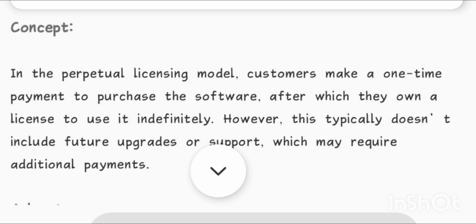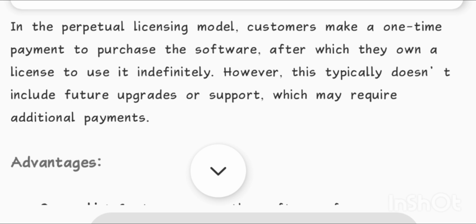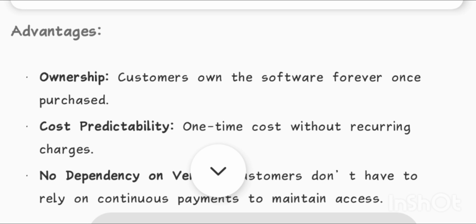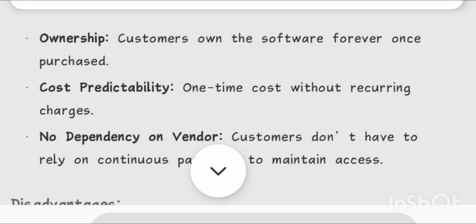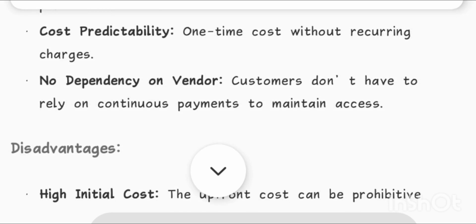In the perpetual licensing model, customers make a one-time payment to purchase the software, after which they own a license to use it indefinitely. However, this typically doesn't include future upgrades or support, which may require additional payments. Advantages. Customers own the software forever once purchased. Cost predictability, one-time cost without recurring charges. No dependency on vendor. Customers don't have to rely on continuous payments to maintain access.